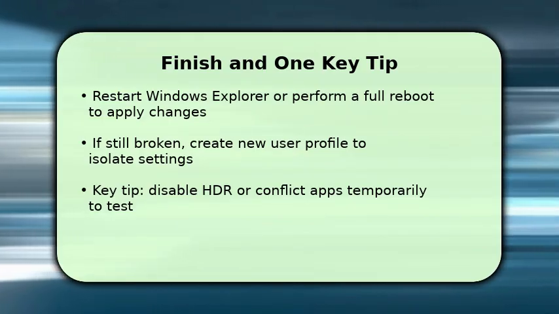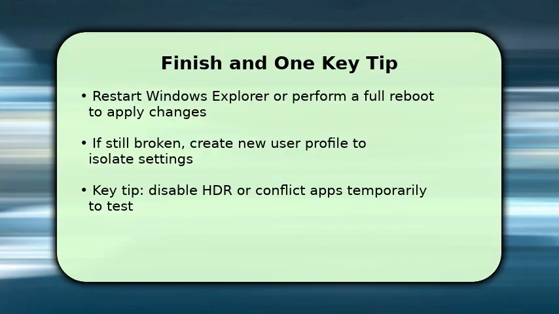One key troubleshooting tip: disable HDR and any color temperature apps while testing, because they commonly take precedence and make Nightlight appear non-functional.